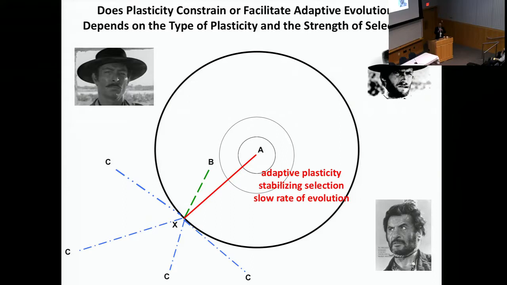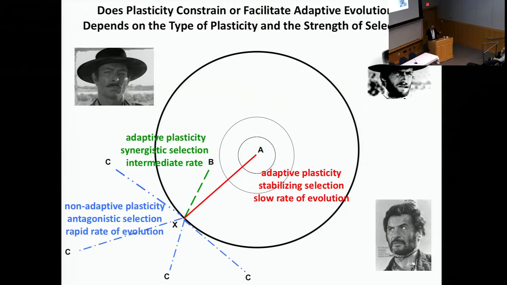That should expose them more to stabilizing selection. That should result in a very slow rate of adaptation. So genes and traits that exhibit these patterns should be the slowest evolving. There should also be some that are adaptive, but maybe not perfectly adaptive, where there's still some opportunity for directional selection to operate. These might evolve at intermediate rates of change. They're also beneficial in an ecological sense in that they help you get closer to that new optimum. And then there's everything else, this non-adaptive response, where plasticity is taking you further from the optimum.